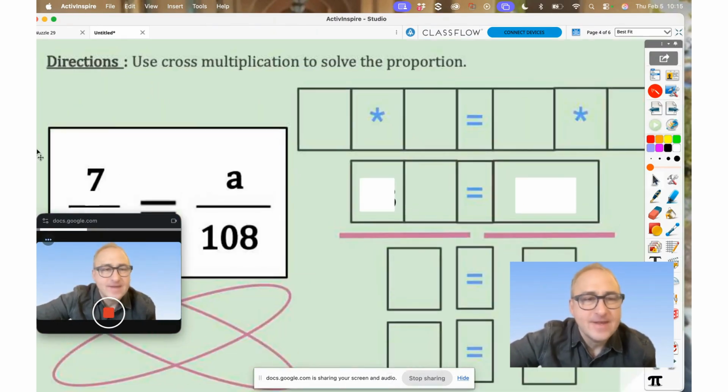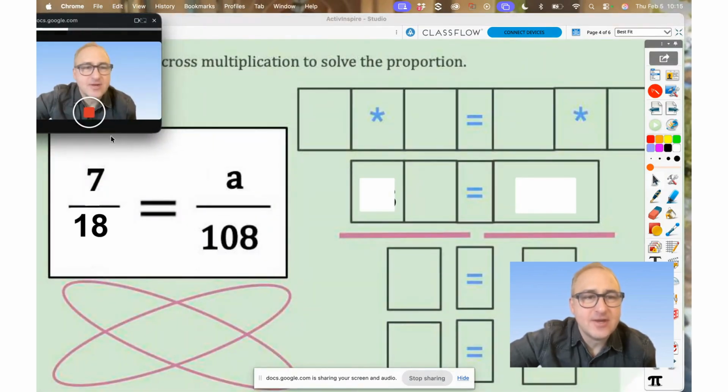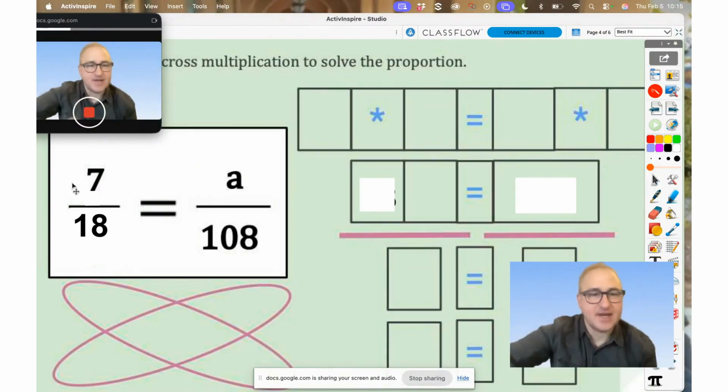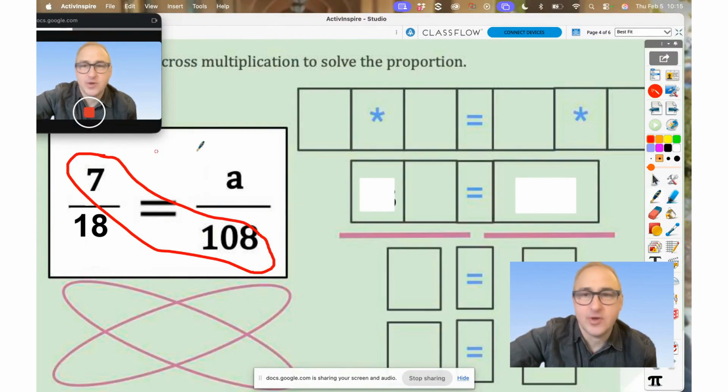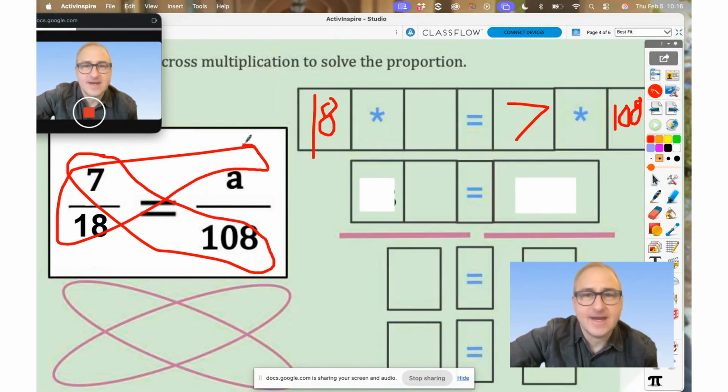Last one. Let's try some cross multiplication. Here we have 7/18, or 7 over 18, is equal to a over 108. When we say cross multiply, remember, we're not talking straight across, we're talking diagonal. So if I want to make a diagonal here and I have a 7, that's 7 times 108. I'll write it back here: 7 and 108. And 18 times a, so I'll put 18 here because you do the diagonals both ways.